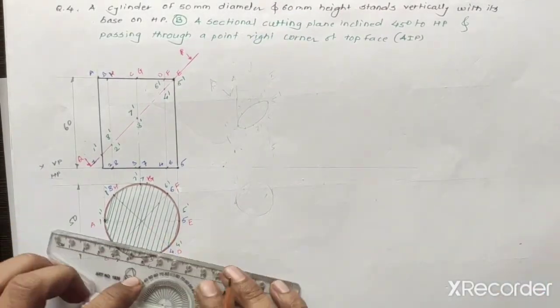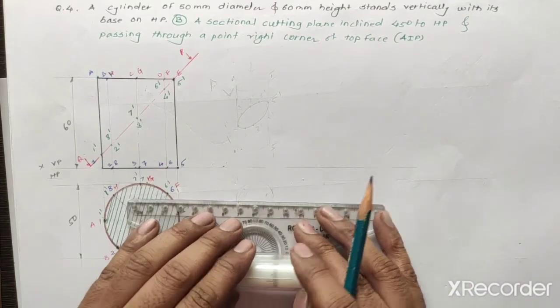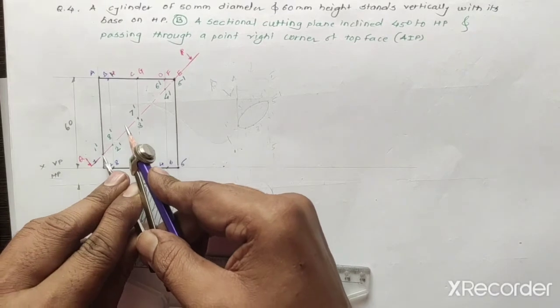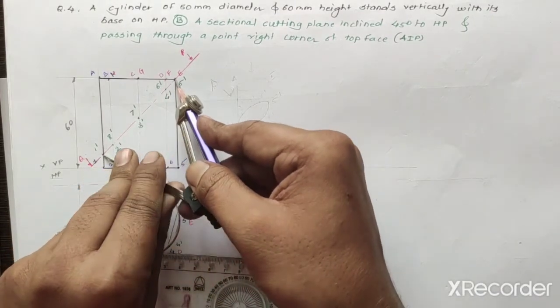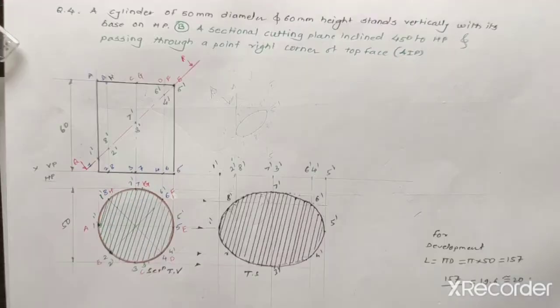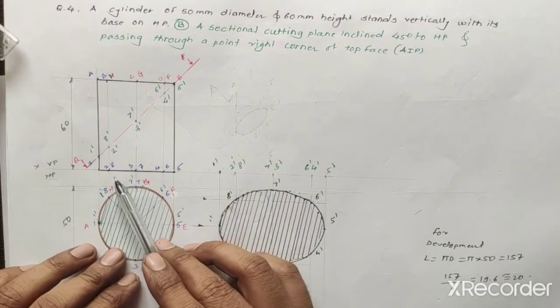So with the same points, draw the horizontal faint lines first initially. So cutting plane from 1 dash to 5 dash, take the distance in compass, 1 dash to 5 dash. Okay, we have completed this part.